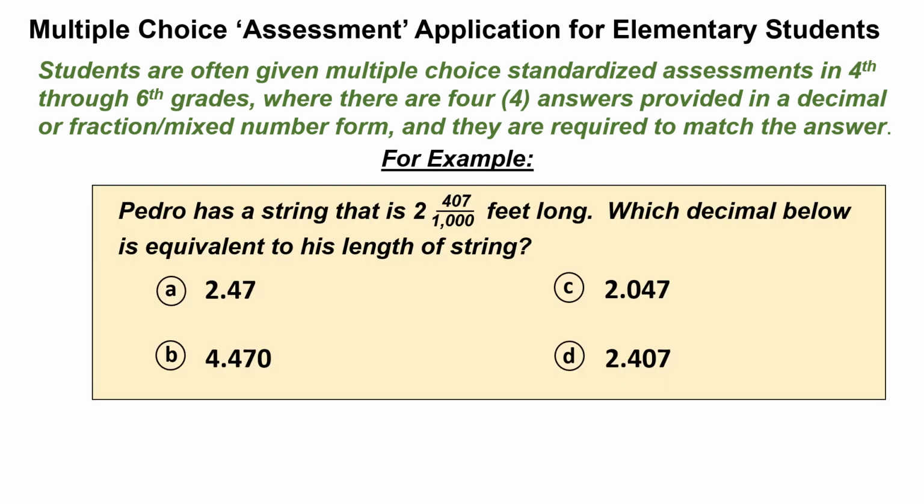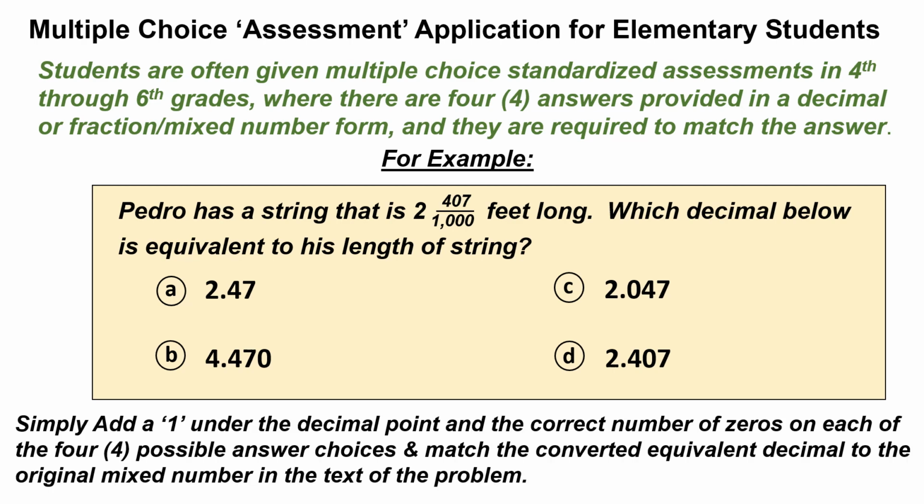For example, Pedro has a string that is 2 and 407 thousandths feet long. Which decimal below is equivalent to his length of string? Simply add a 1 under the decimal point and the correct number of zeros on each of the 4 possible answer choices and match the converted equivalent decimal to the original mixed number in the text of the problem.